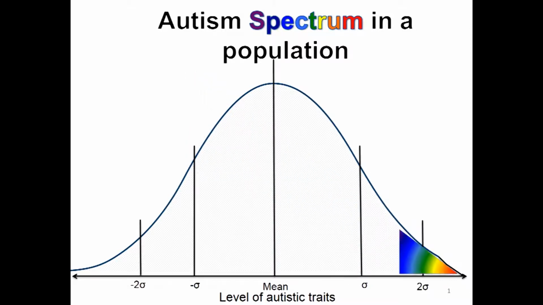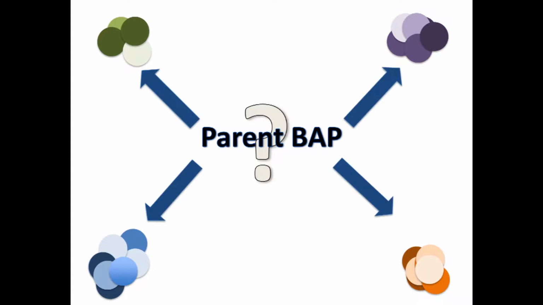We call the area on the spectrum that has elevated autism-like traits, but not at the level warranting a diagnosis, the broader autism phenotype, or BAP. A parent with the broader autism phenotype is at greater risk of having a child with ASD than a parent without BAP. Since ASD has such a wide range in presentation, our group aimed to explore whether parents having BAP was associated with children with ASD having a specific type of presentation.